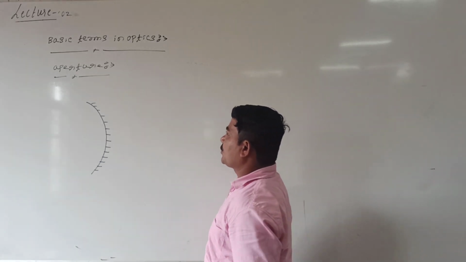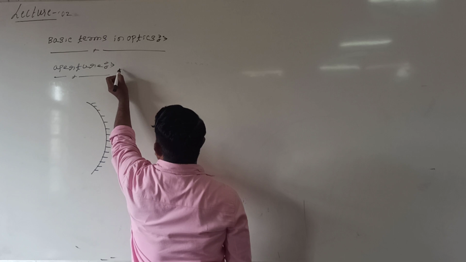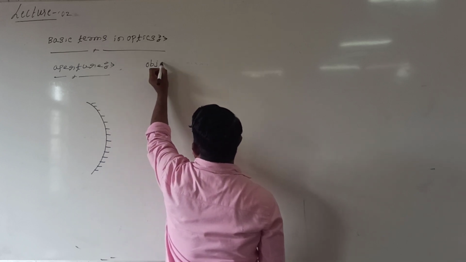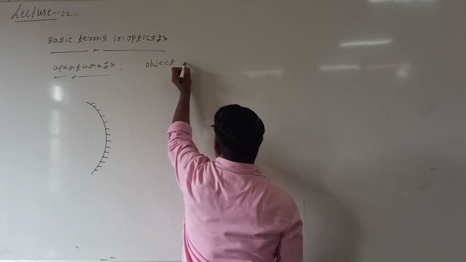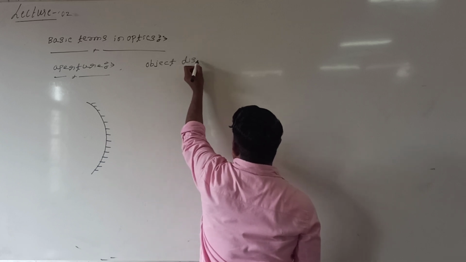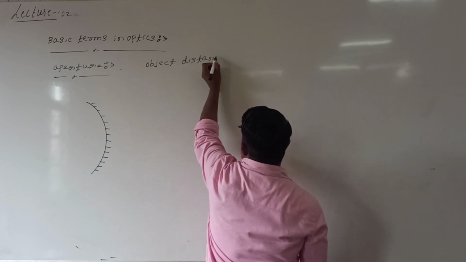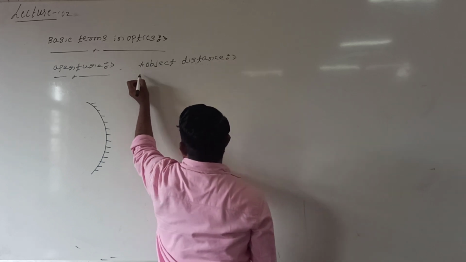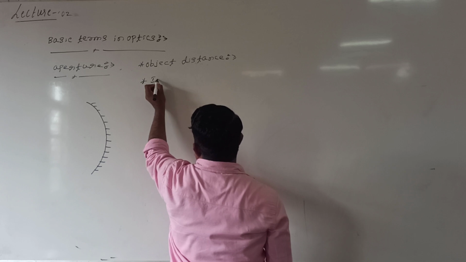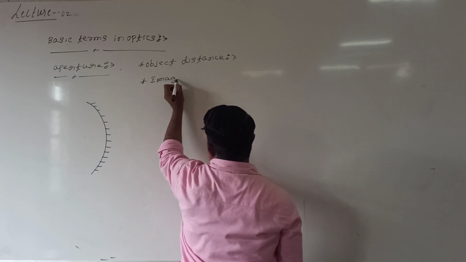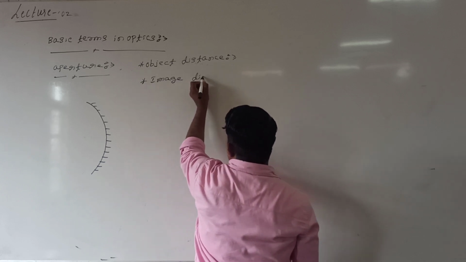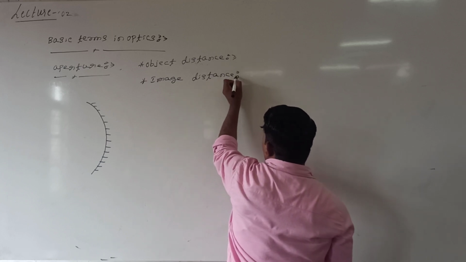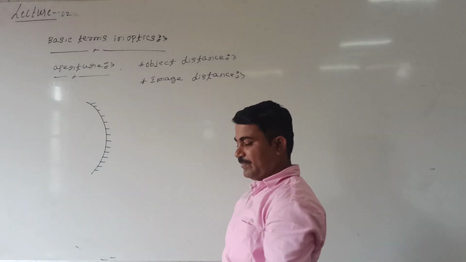Then after aperture, we need to study one more term, that is object distance. The second one is image distance. These are very important to study reflection or refraction of the light.